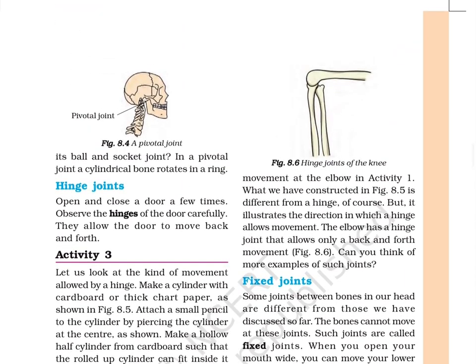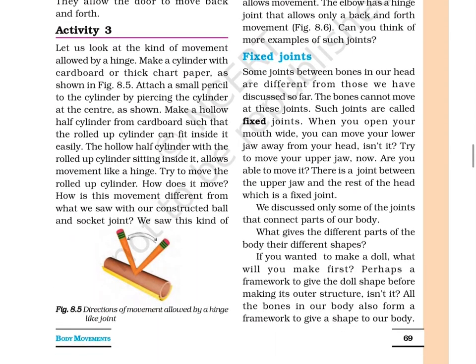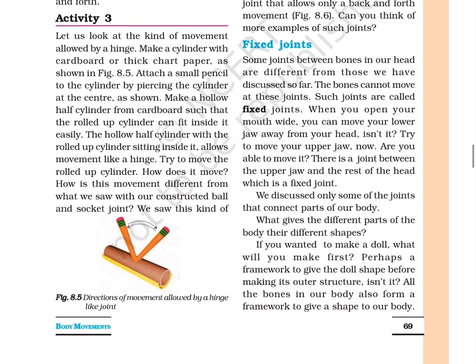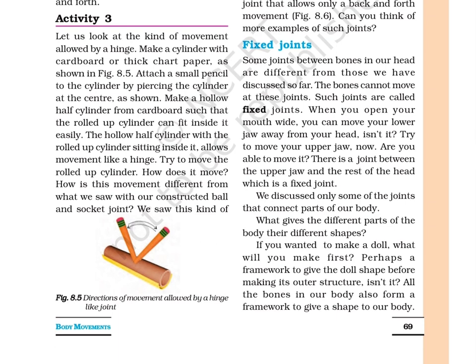Fixed joints. Some joints between bones in our head are different from those we have discussed so far. The bones cannot move at these joints. Such joints are called fixed joints. When you open your mouth wide, you can move your lower jaw away from your head, isn't it? Try to move your upper jaw now. Are you able to move it? There is a joint between the upper jaw and the rest of the head, which is a fixed joint.